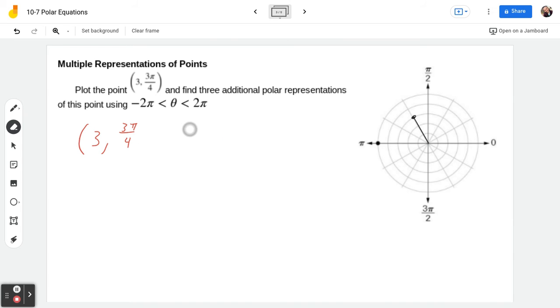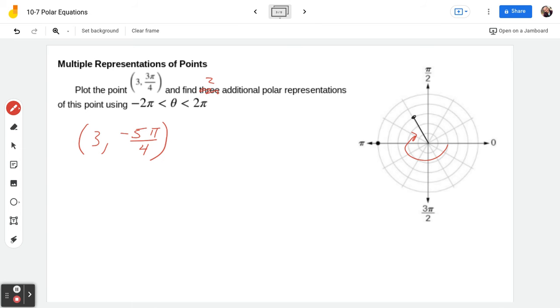What we could do instead is find a way to get there from a negative perspective. If I go this direction, you guys can't see this, that's going to get me to 3 pi over 4 too. So that looks like 5 pi over 4. So we could say (3, negative 5 pi over 4) is also going to be the same coordinate in polar form. So I realized I typoed on this one. We can only find 2 here. So let's go ahead and find the very last one.